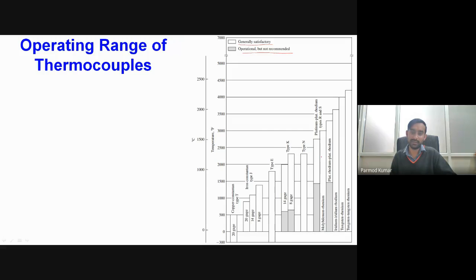However, wherever we have the gray shades on this histogram, in this particular temperature range we can employ this device, but the measurement we get will not be very accurate. That's why its use is not recommended.